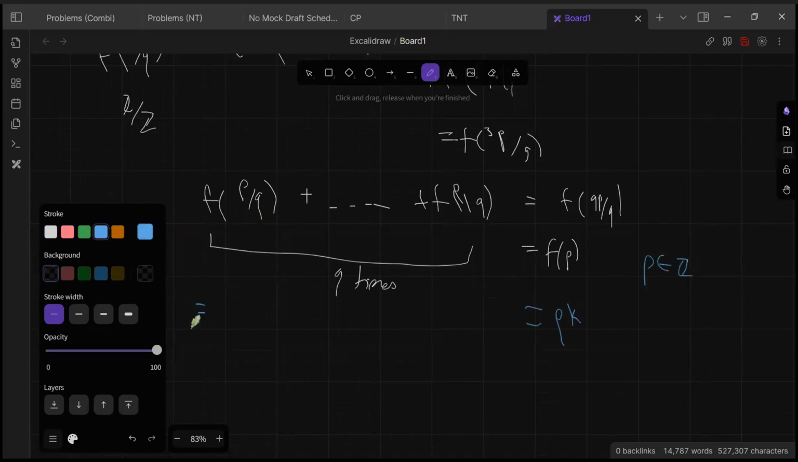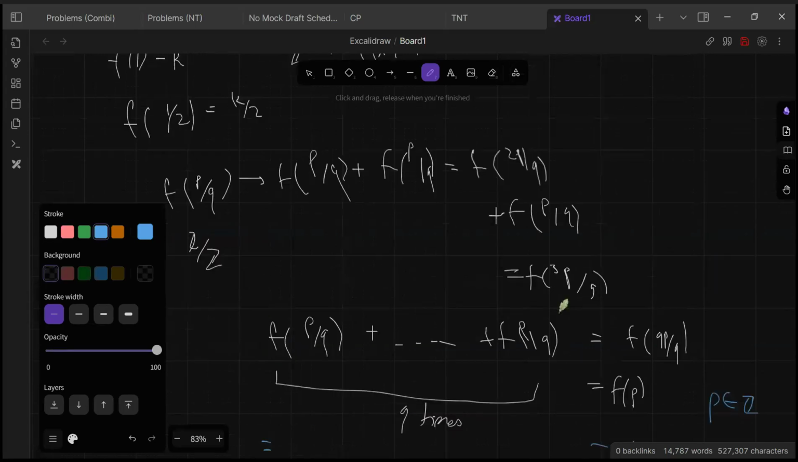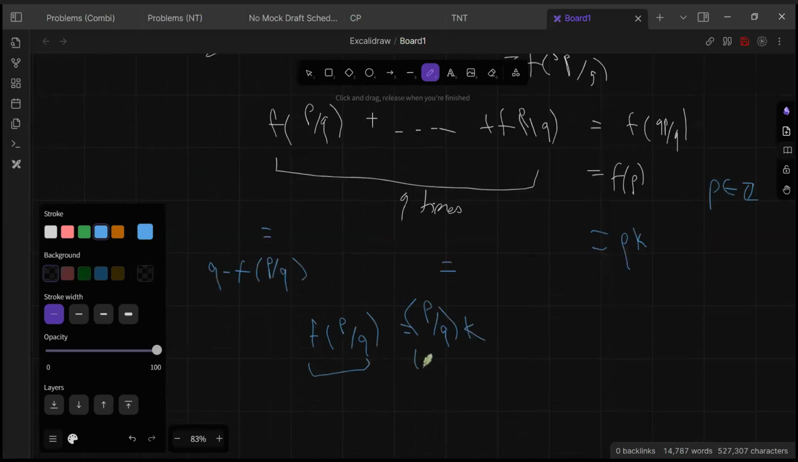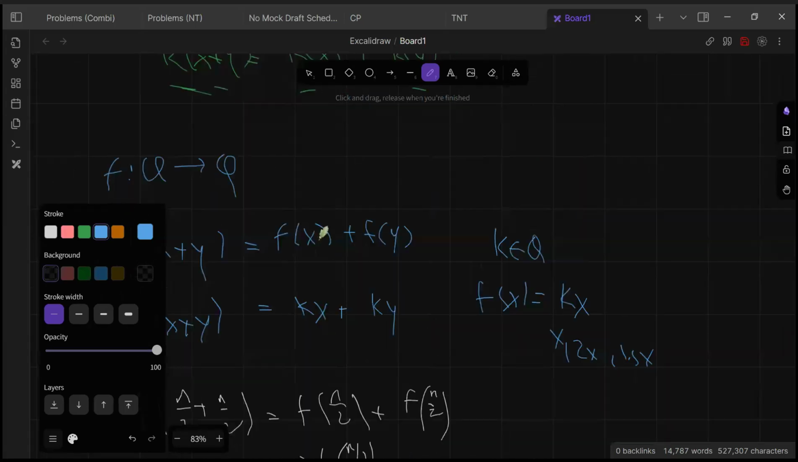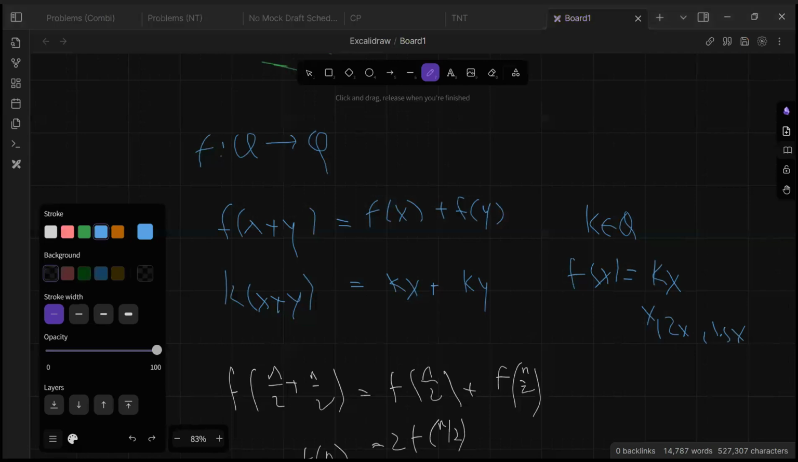And this side is q times f of p by q. So what we get is f of p by q, for any p and any q, is going to be p by q times k, which is what we wanted. We wanted f of x is kx, and we've gotten that f of p by q is p by q times k. And again, checking, we already checked, it works. So for the rationals as well, this is the only solution, kx. For any rational number k, f of x is equal to kx, it works.